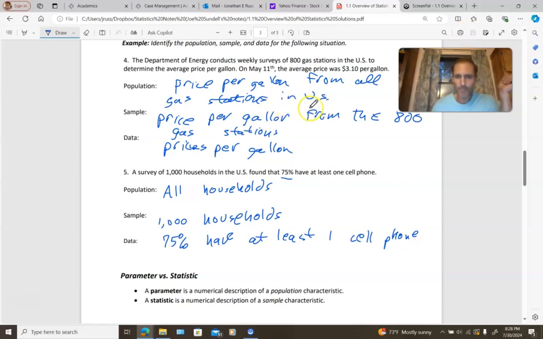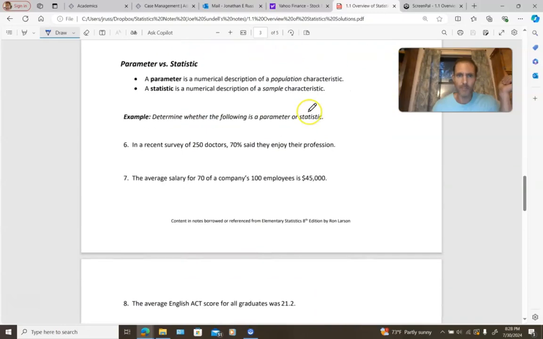Okay. So anyway, let's look at this next subsection here. A parameter versus a statistic. So guys, this ties into that concept of a population versus a sample. A parameter is a numerical description of a population characteristic. And a statistic is a numerical description of a sample characteristic. So what you need to take away from this is that a parameter pertains to a population and a statistic pertains to a sample.